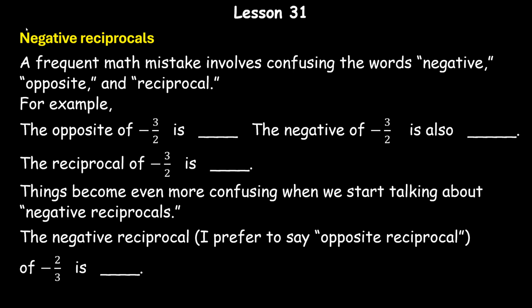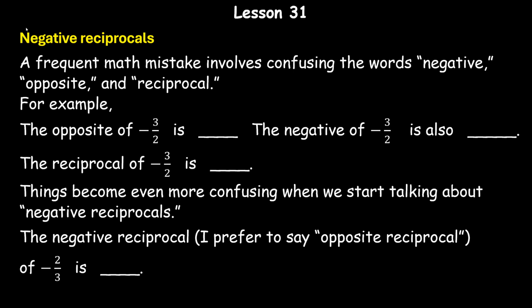Okay, so this is kind of where we left off. We already went over this slide, but I want to go over it again, just because it can be confusing. So, negative reciprocals. We're getting ready to talk about negative reciprocals because we're going to talk about perpendicular lines. And perpendicular lines have opposite reciprocal slopes. So, I want to make sure we all know what those words mean: negative, opposite, reciprocal.